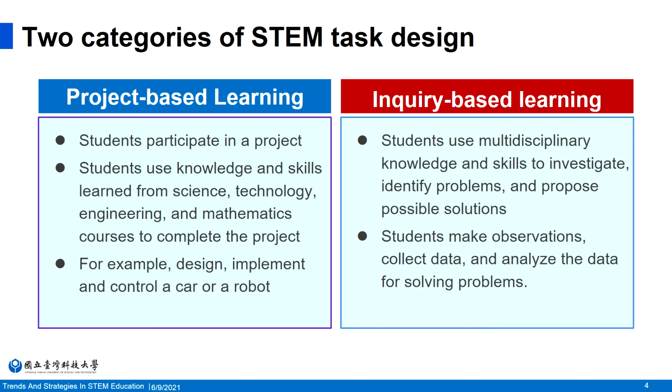There are two types of STEM activity design. The first one is project-based learning, in which students are asked to complete a project, maybe on their own or in a team. Students need to use the knowledge and skill learned from science, technology, engineering, and mathematics courses to complete the project. For example, they might be asked to design, implement, and control a car or a robot.